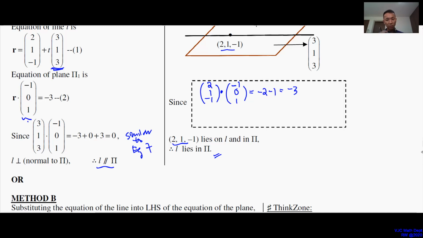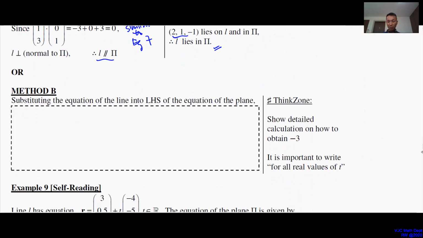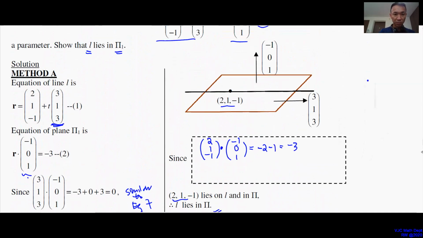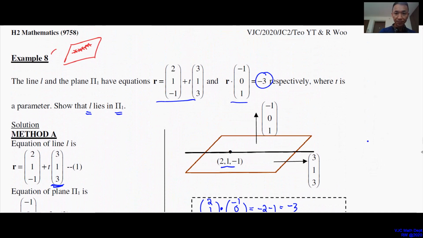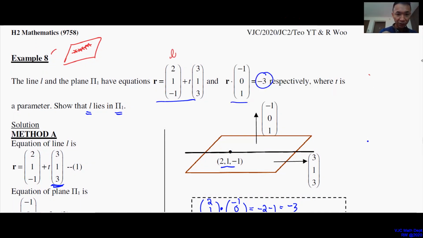Or you can look at method B. Method B is this. Let's go back to the equation. This is the equation of the line. This is the equation of the plane. Method B works like this.